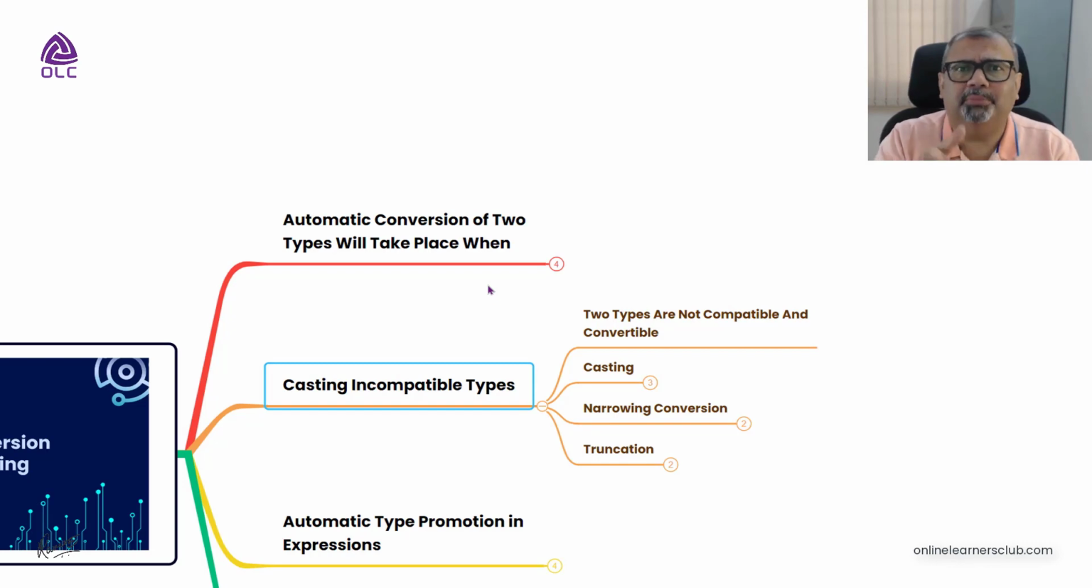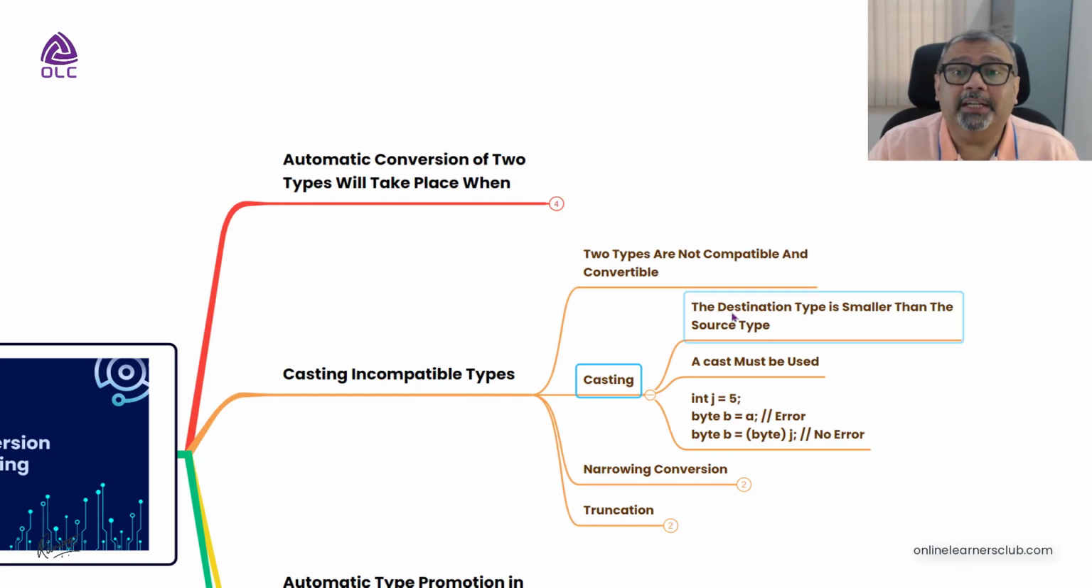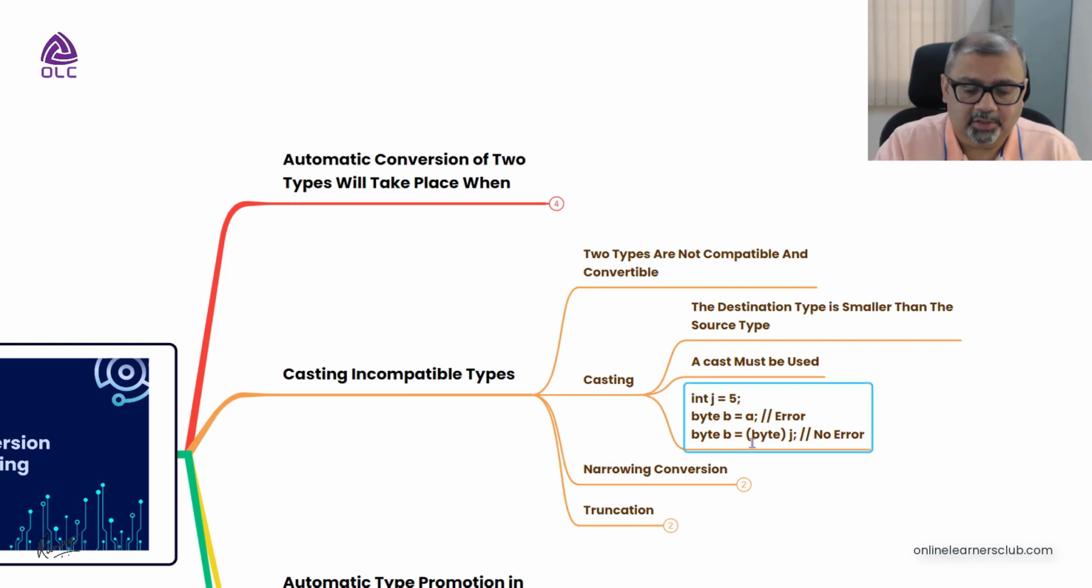Next, we'll look at the second type of conversion, where you're trying to cast two incompatible but convertible data types. Let us explore the situation where the destination type is smaller than the source type, but they are not compatible directly. Here you have int j = 5, and there's a small typo here, so let's consider this as j. Then you have byte b = j.